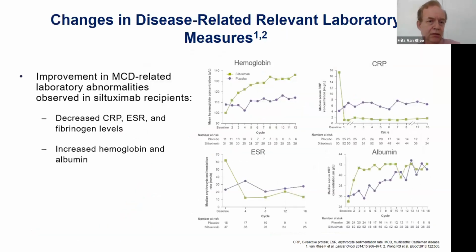Then the changes in laboratory markers are shown pictorially here. On the left-hand side, the improvement in hemoglobin, and here the green dots are the siltuximab, a sharp reduction in CRP, reduction in sedimentation rate, and improvement in albumin at the right lower quadrant.